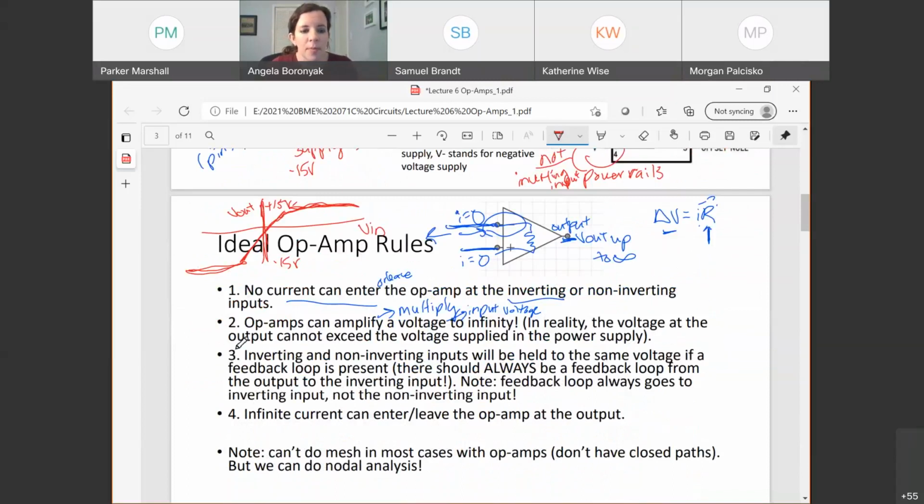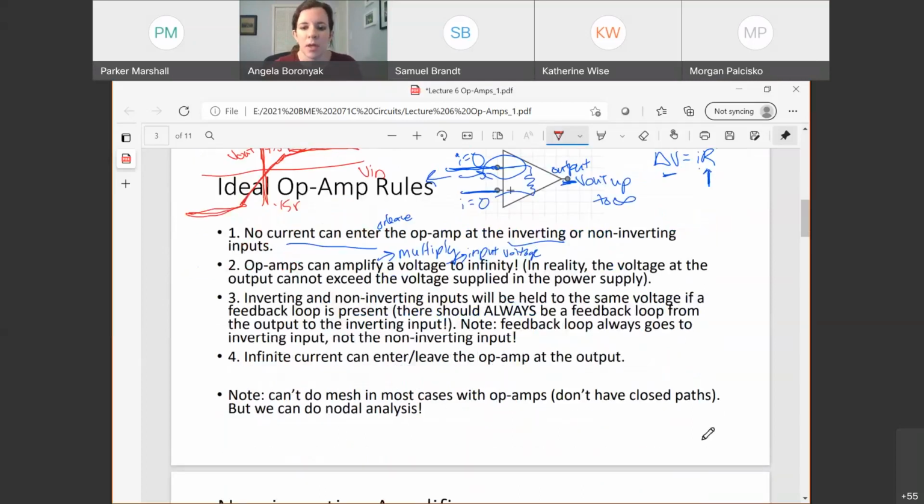Rule number 3 for our op amps, and these are what are called ideal op amps. Again, ideally no current enters. In real life, where things aren't perfectly idealized, then maybe a little bit does. It's just a large resistor, and ideally I can get to infinity. In reality, I can't. Rule number 3, inverting and non-inverting inputs will be held to the same voltage if a feedback loop is present, and there should always be a feedback loop from the output to the inverting input. Technically, you can make an op amp without one, but I will never give you one, and you shouldn't make one without it. It's just a stupid exercise if you don't.